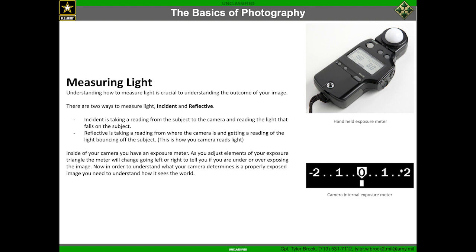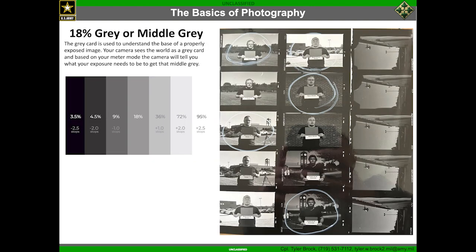So that's when it's important for you to take time to work with your camera to understand how it works and its little quirks, you could say. So we'll get into overexposed and underexposed in the next few slides. Okay, so we'll start understanding how your camera sees the world.